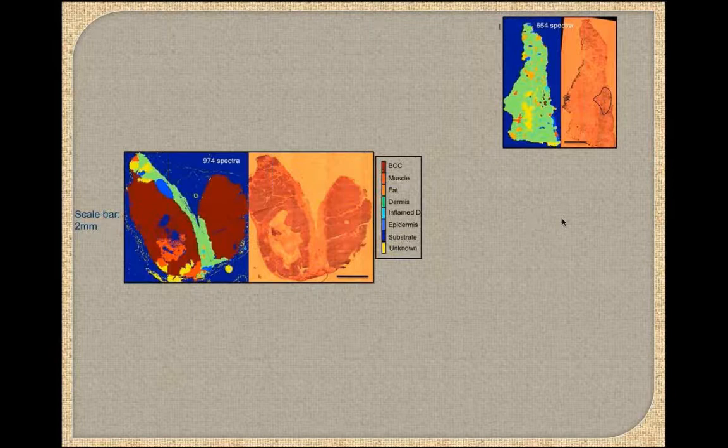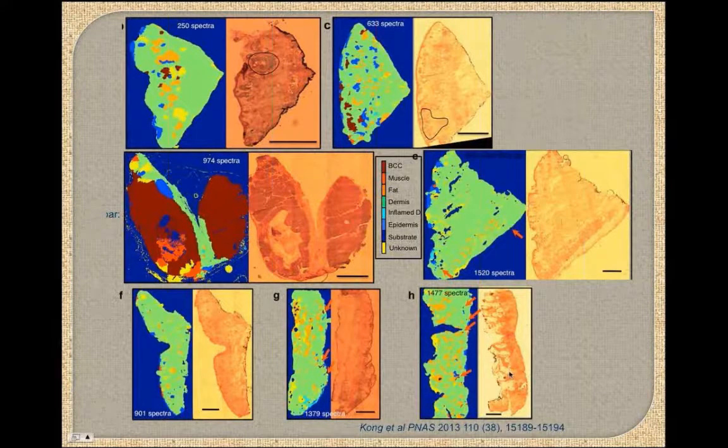Now, also importantly, we look at tissue samples which are clear and don't have BCC, and you can see that within an accuracy of 2-3 wrongly classified segments, this tissue can be identified as clear.